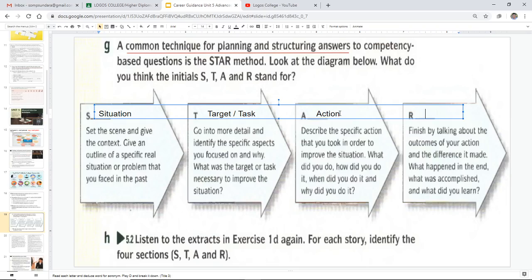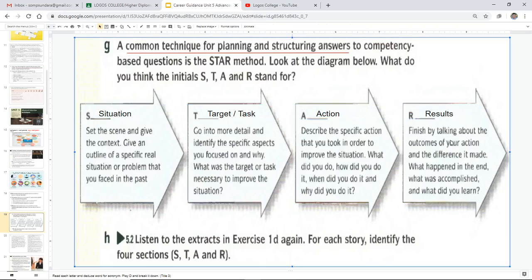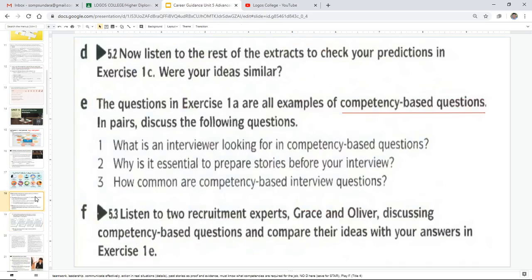And R stands for results. Finish by talking about the outcomes of your action and the difference it made. What happened in the end? What was accomplished? And what did you learn? Okay. So the STAR method, S-T-A-R. Each letter stands for something different. Okay? We're going to analyze two situations and use the STAR method in each situation.